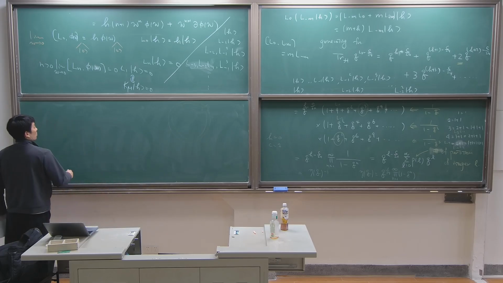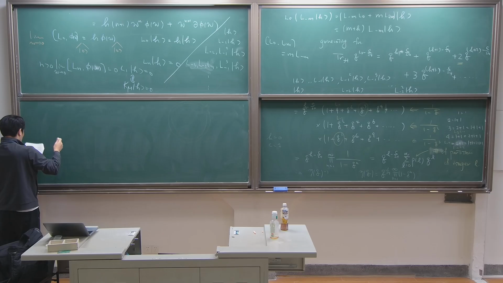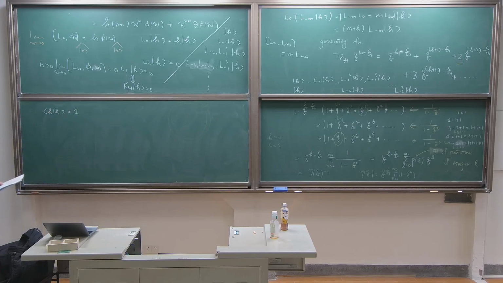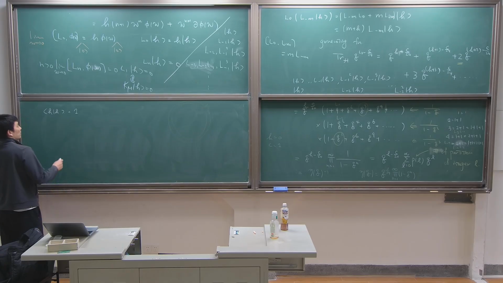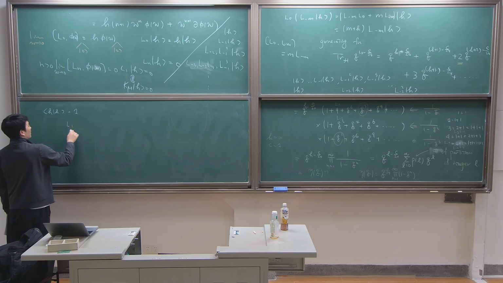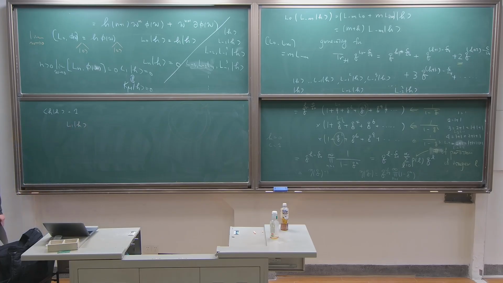Okay, so we know that we start with H, and then we can just normalize the norm of H to be equal to 1 usually. So this is how we normalize the primary state, and you can consider L minus 1 acting on H. So this is the descendant, level 1 descendant, and you can take the inner product.